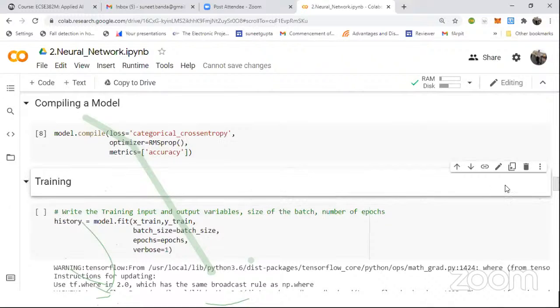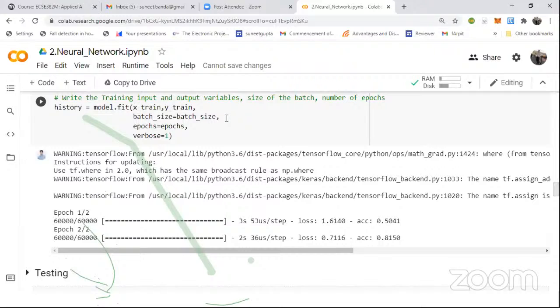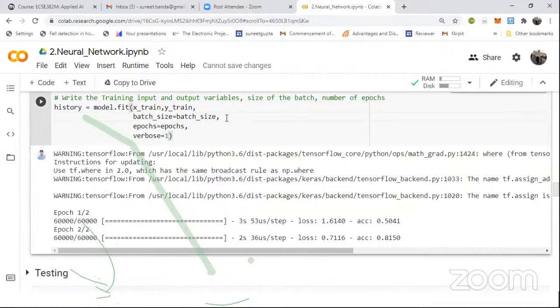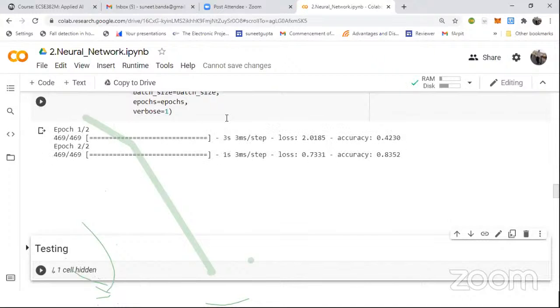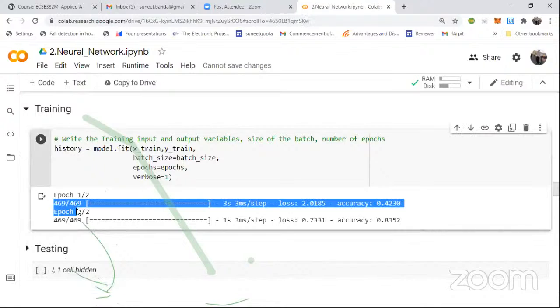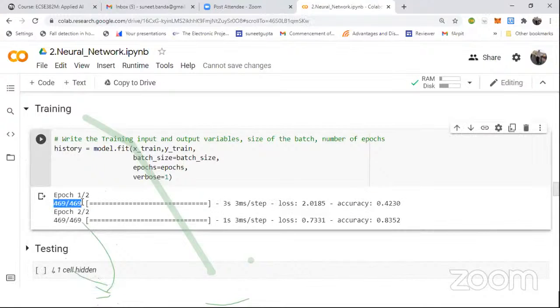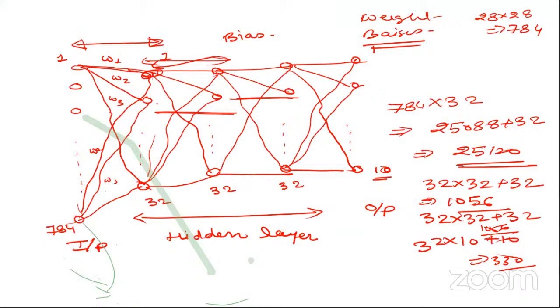Now we have to train the model. During training of the model, you can see we go with 2 epochs, batch size equal to 128. Here it is written 469 by 469. Anyone can ask what is this 469? I'll show you the calculation of how 469 comes.